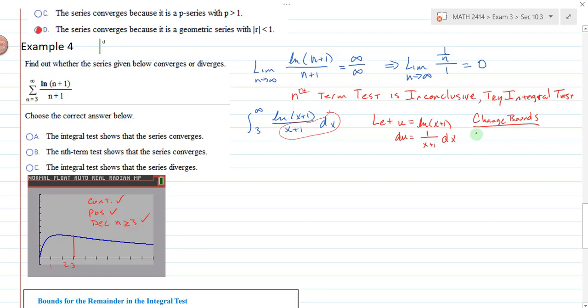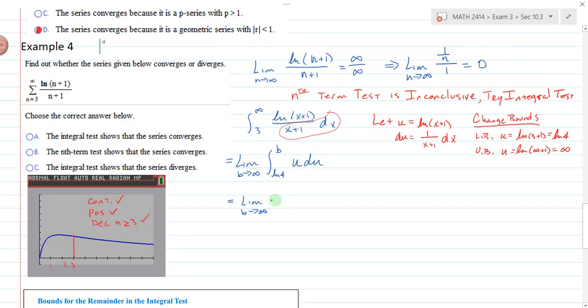My old lower bound was 3, so my new lower bound is going to be the natural log of 3 plus 1, which is the natural log of 4. My old upper bound was infinity, and when I plug in infinity in place of x, the natural log of infinity is still going to be infinity. So that means I can rewrite this integral as the limit as b approaches infinity of the integral from the natural log of 4 to b of this is just going to be u du.